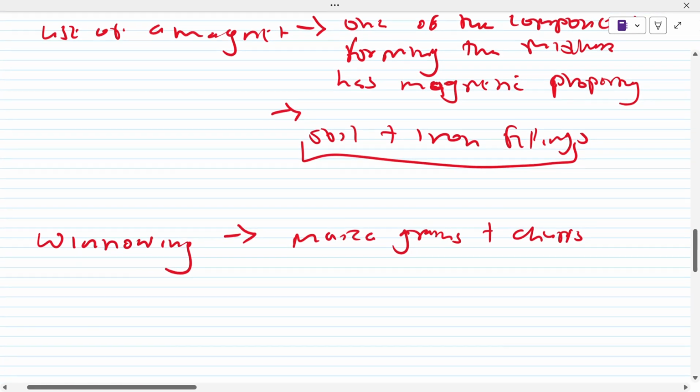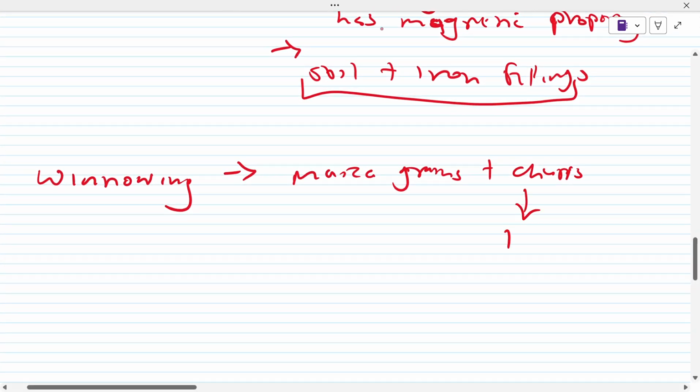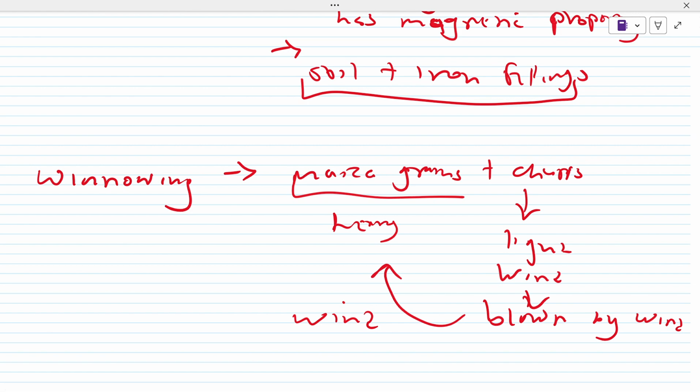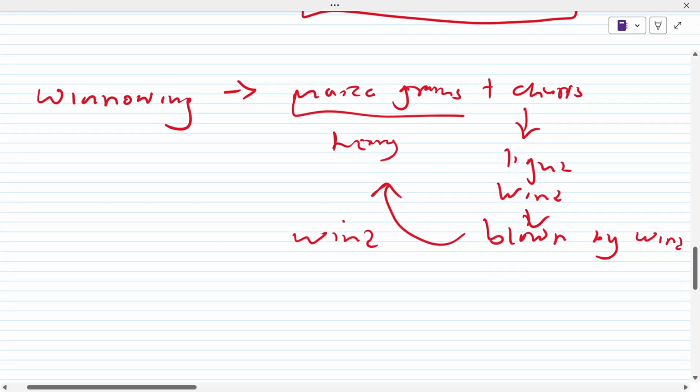Now, what property do these ones have? Chaffs are light and can be blown by wind. Maize grains are a little bit heavy. So when thrown in air, chaffs will be blown by wind. It is always a technique that uses the principle of wind. So we use wind to blow off chaffs. It is also a technique that is used in separating solid-solid mixtures.